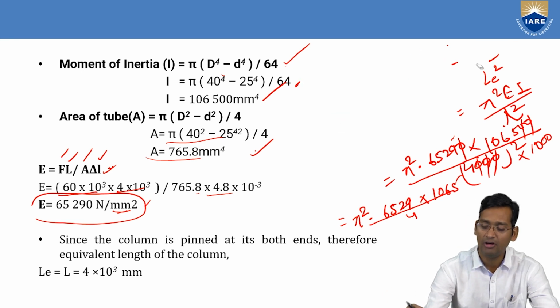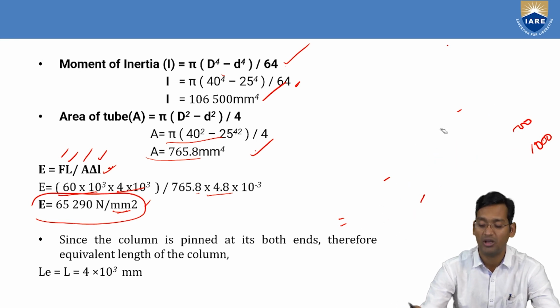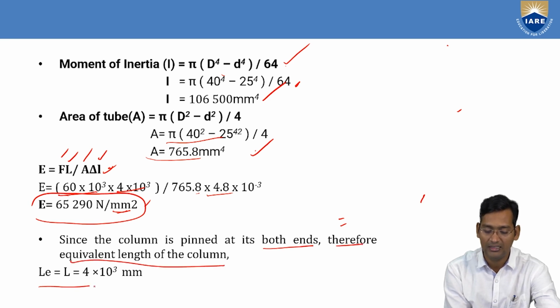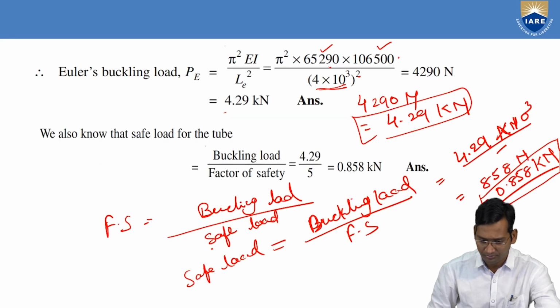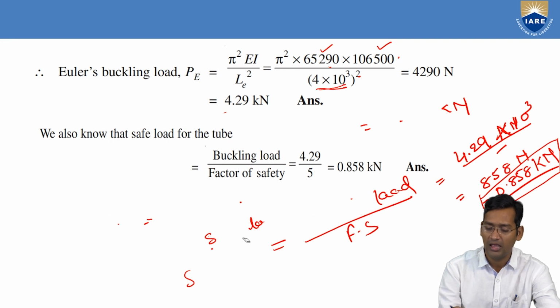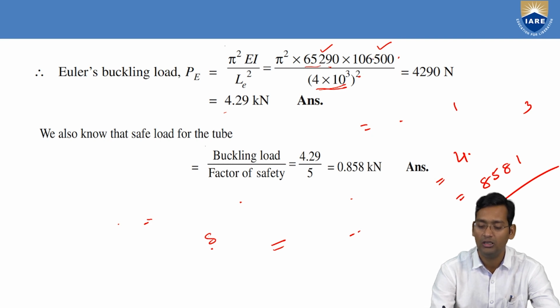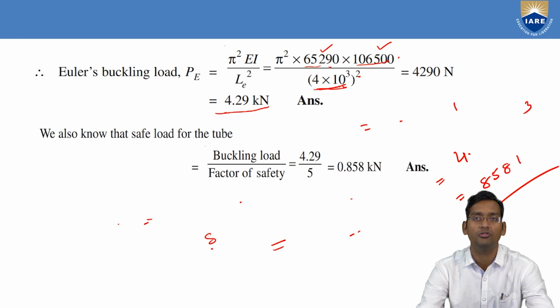So now we have E and I. Once you have E and I, just substitute in the given formula. Which formula? That P_CR equals pi square EI by LE square. Since the column is pinned at both ends, the equivalent length of the column LE will be equal to L, which is 4000 mm or 4 into 10 to the power 3 mm. After substituting in the formula: pi square, then the value of E, then the value of I, divided by LE, that is L square. After simplifying, you will get 4,290 Newton, or you can say 4.29 kilonewton.